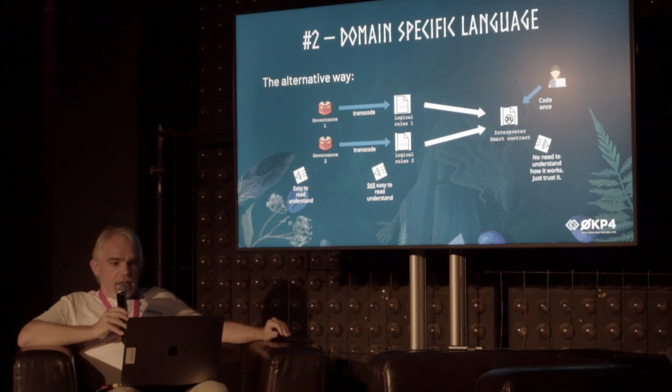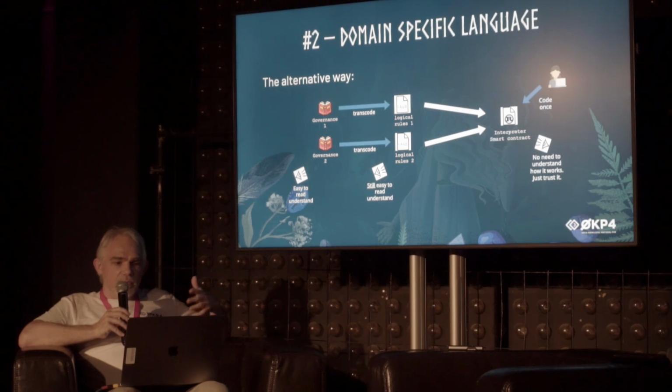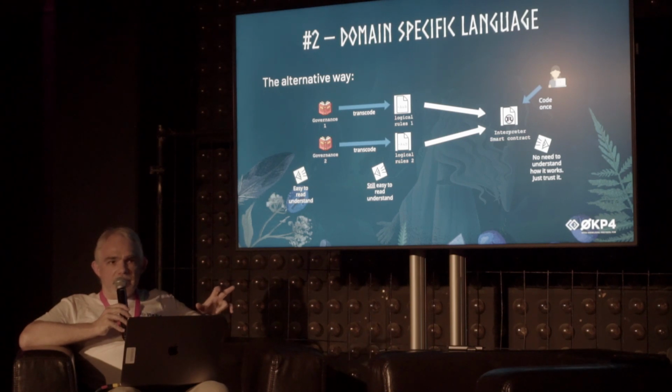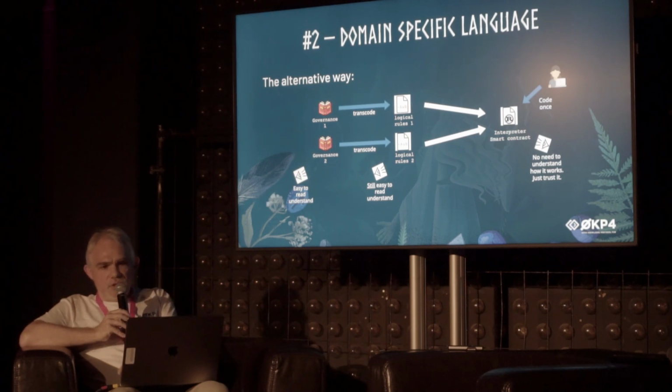If we are able to design a DSL for this, now our job is quite simple. We just have to develop a smart contract which is able to interpret and evaluate this DSL, and then transcode the governance into this new language. So the job of writing the smart contract has only to be done once, and we are able to maintain strict equivalence of meaning between the governance and the rules implemented in the smart contract. It seems a good solution.